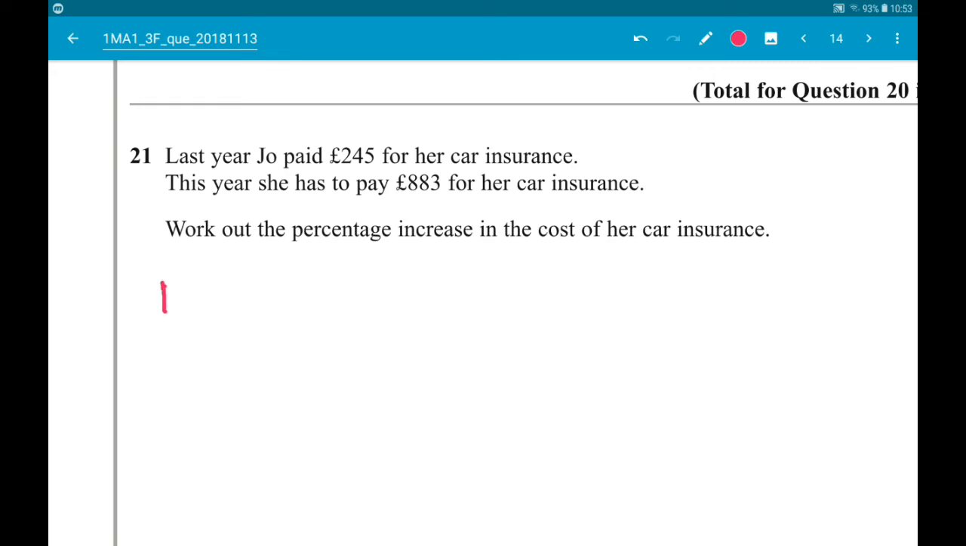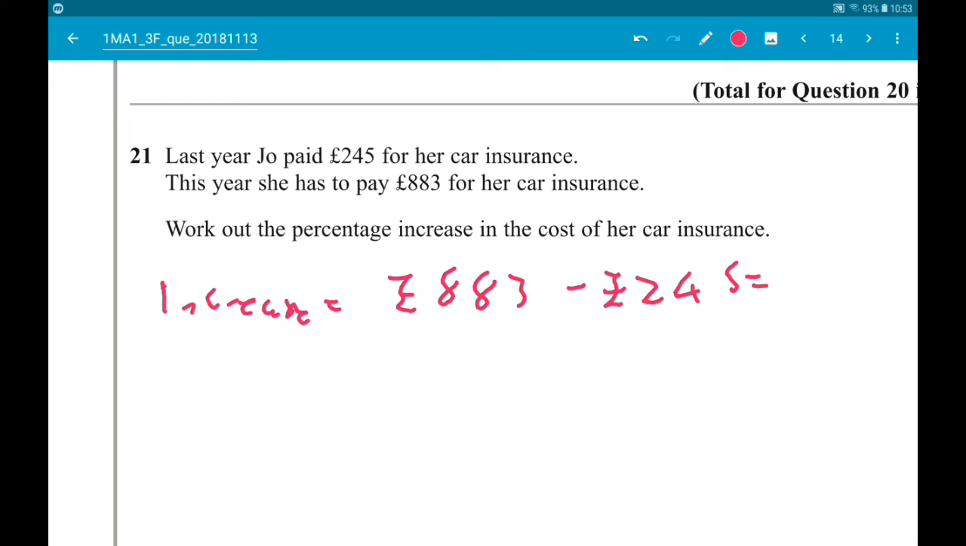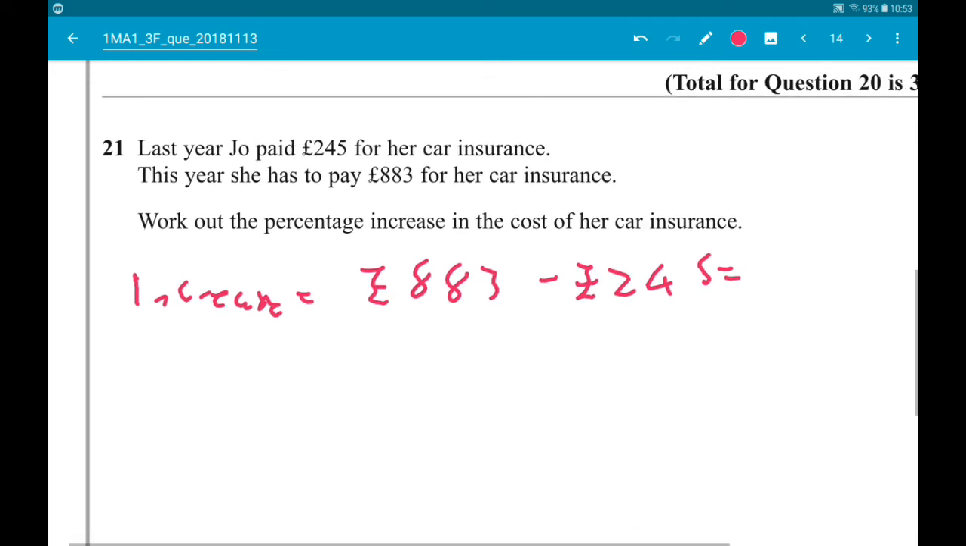So the increase is £883 minus £245. So that is going to give us £638.